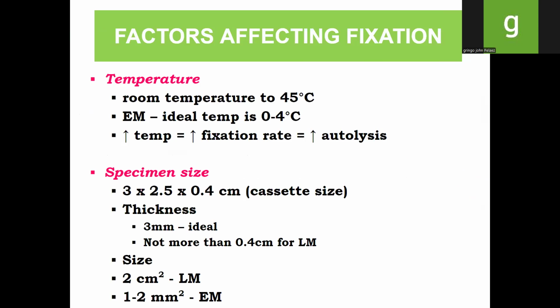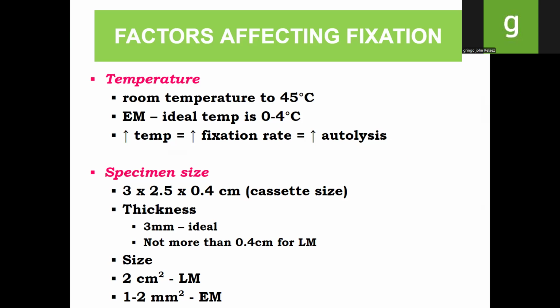Another is temperature. So traditional or usual is room temperature, between 20 to 45 degrees Celsius. If you're using electron microscope, the ideal temperature should be 0 to 4 degrees Celsius. Remember that when there is an increased temperature during fixation, it would increase the fixation rate and it would increase the chances of autolysis. For specimen size, the cassette size is 3 by 2.5 by 0.4 centimeters.